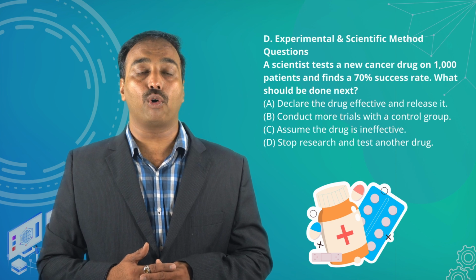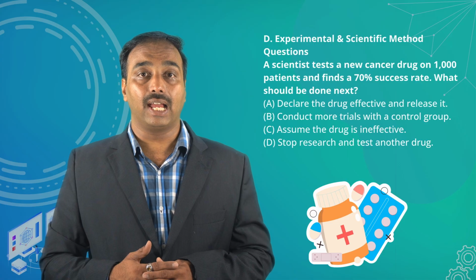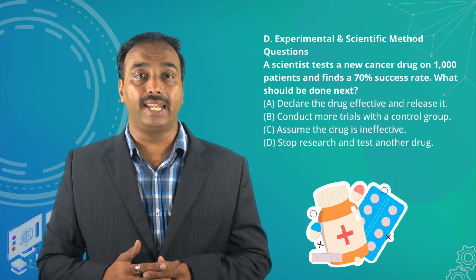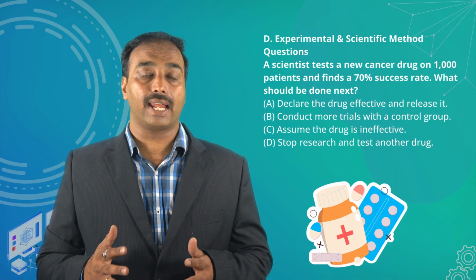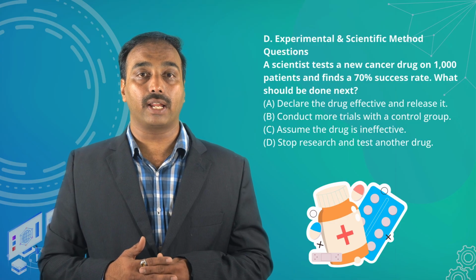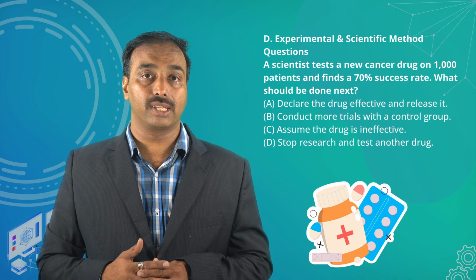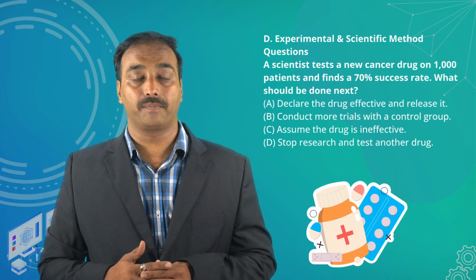Option B, conduct more trials with a control group. C, assume the drug is ineffective. And D, stop research and test another drug. The correct answer is option B, that is, more trials, especially with control groups, are needed for validation.